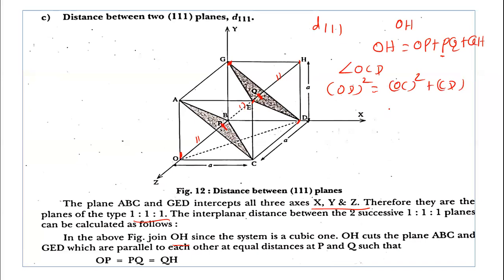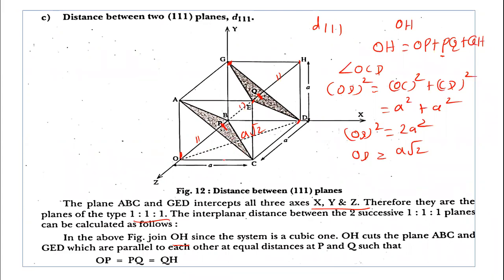So what is OC? Once again, it is a cube, all the sides are the same, so it is a. CD is also the same, so it is also a. So OD square is equal to 2a square. It means OD, this diagonal, is equal to a into root 2. So the distance from O to D is a root 2.